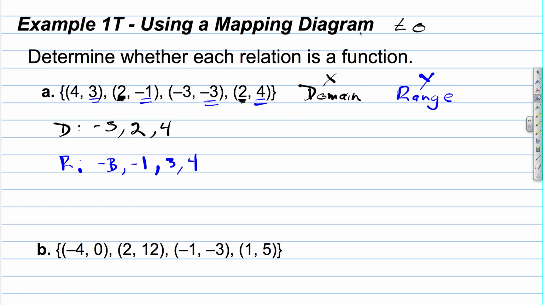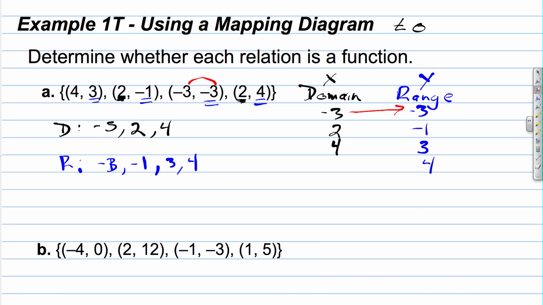Now we'll list them over here. I always like to list the x first, or the domain values. In this case, we have -3, 2, and 4. Over here we have the range, and we already have those listed out: -3, -1, 3, and 4. Now, here comes the mapping part. -3 was originally paired with -3, so we draw an arrow connecting them.